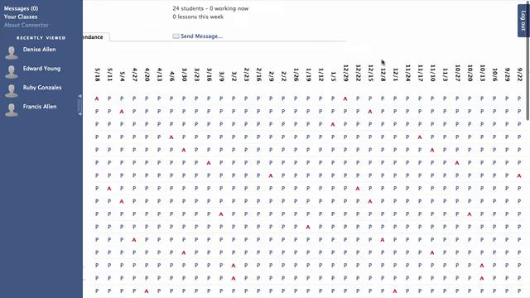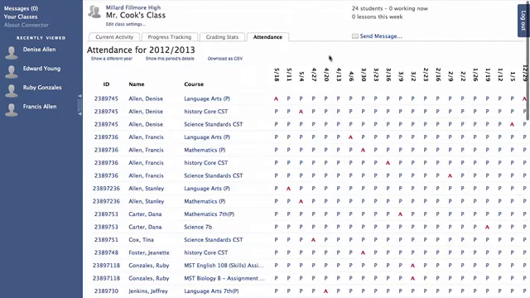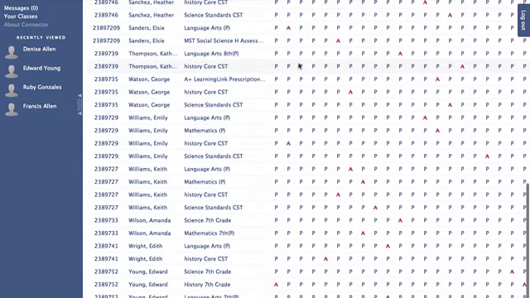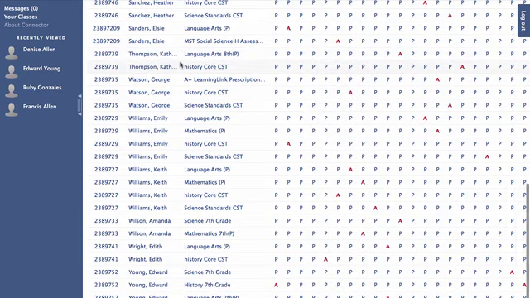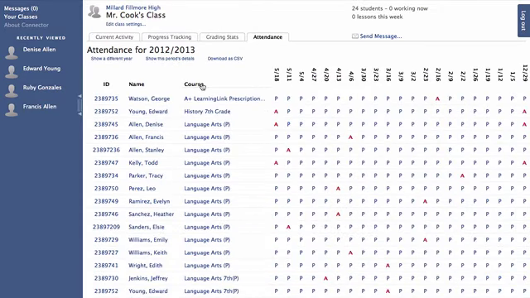By scrolling left and right, we can see the entire school year at once, with the most recent data here at the left, and we're looking at an entire class. So these are all of my students with all of their courses, and again I can sort it to see, say, who was absent in language arts this week. We've tried to make the absences stick out. You can also download this data as a spreadsheet.